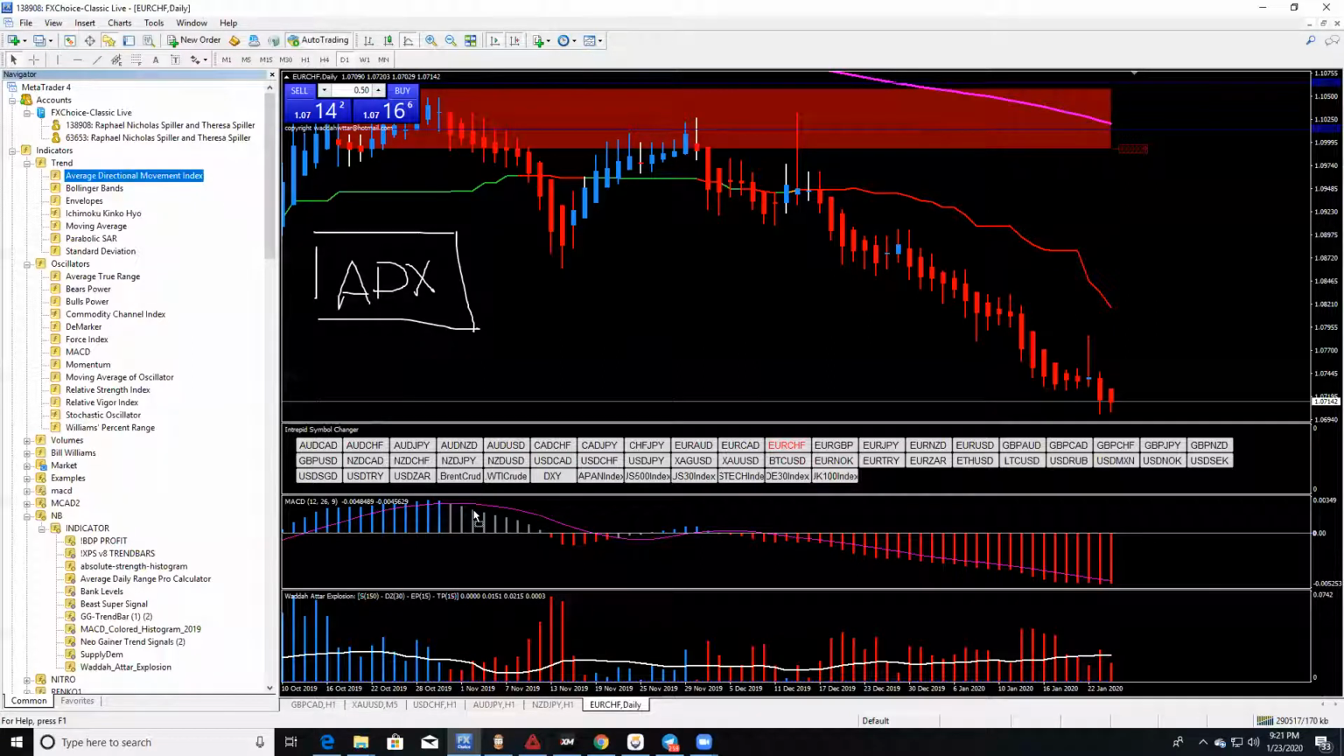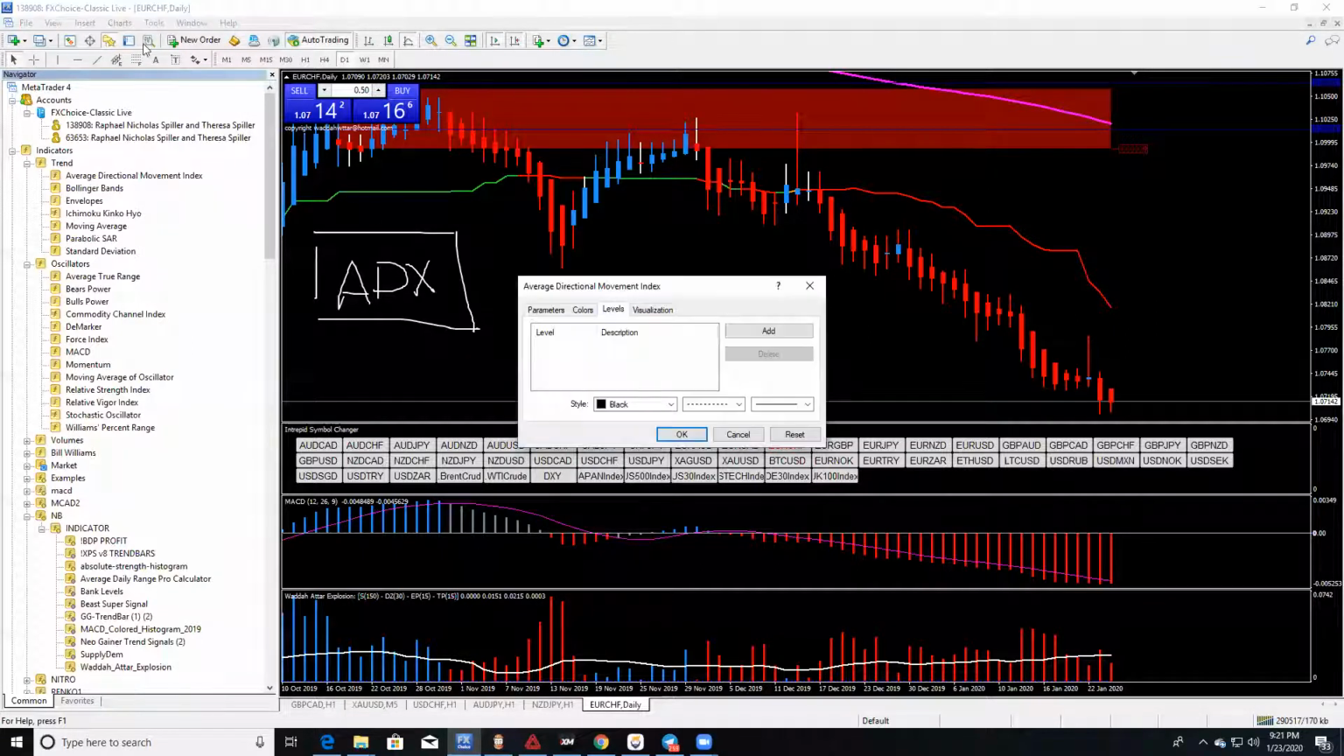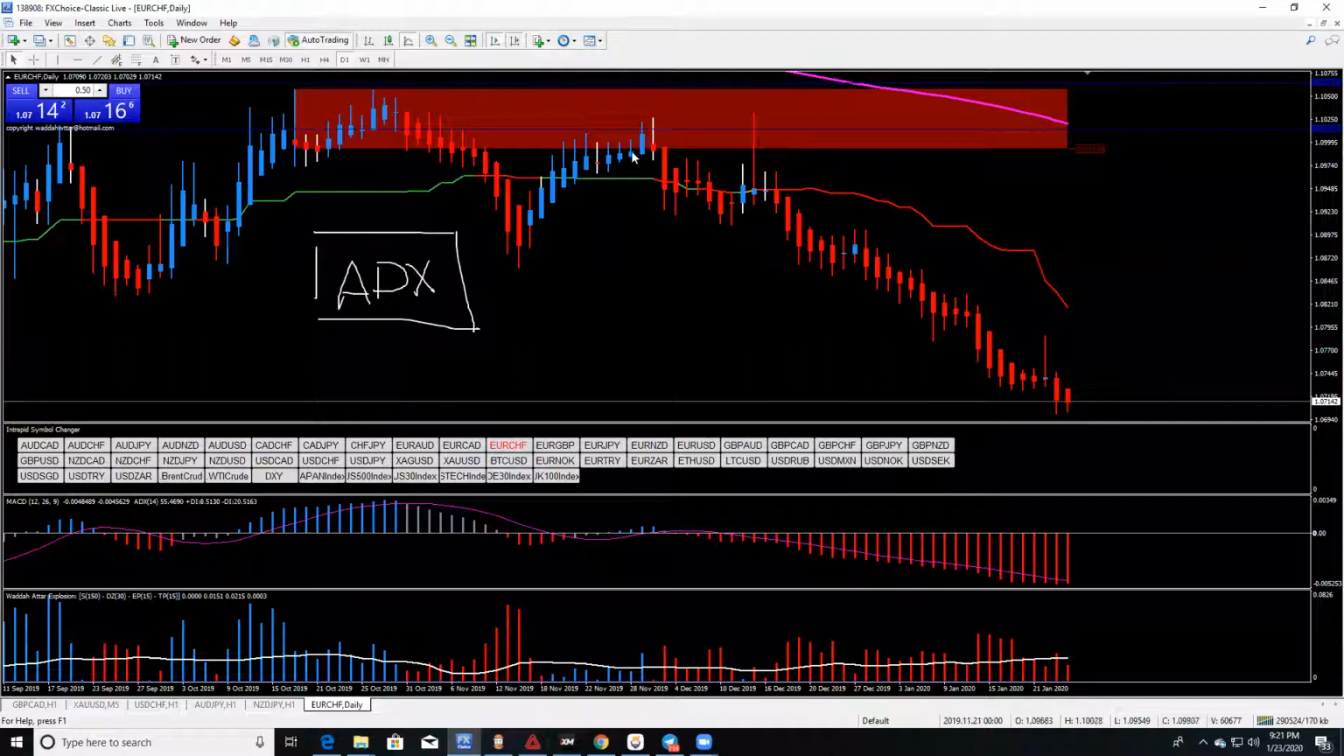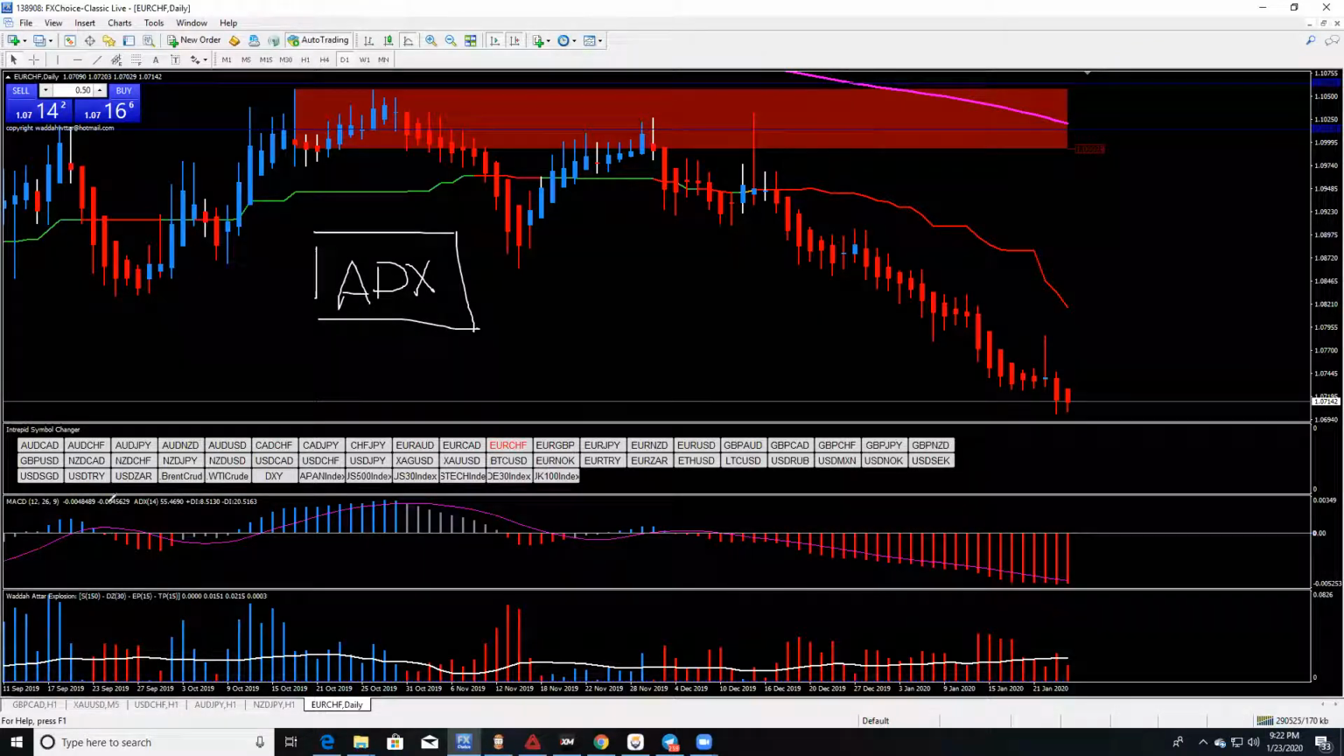We take it and I drag the ADX here. But when I put my ADX on, I need you to understand something. I have no levels. I have no colors. I have no color on my parameters because I need none of that. I click OK. And the ADX is right here. You can't see it necessarily, but I'm going to teach a class just on that coming up.